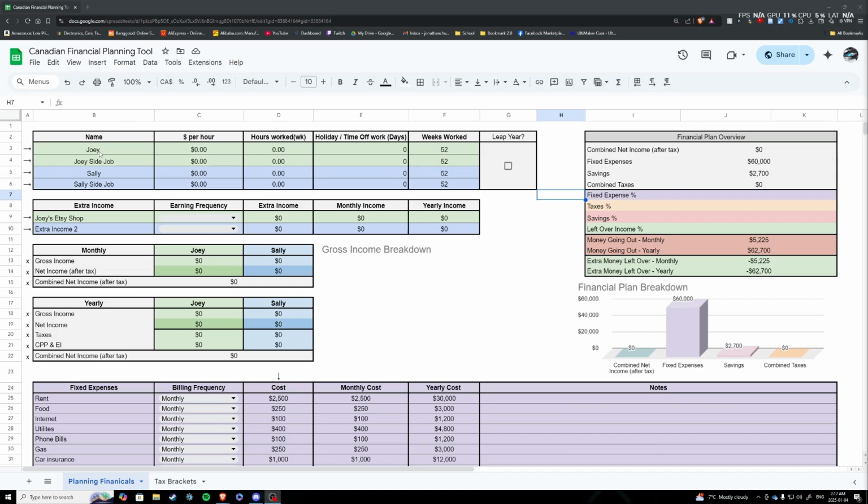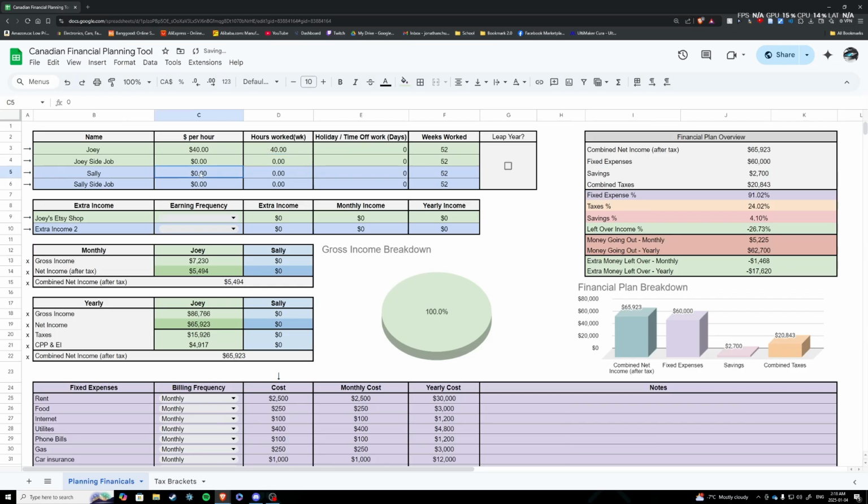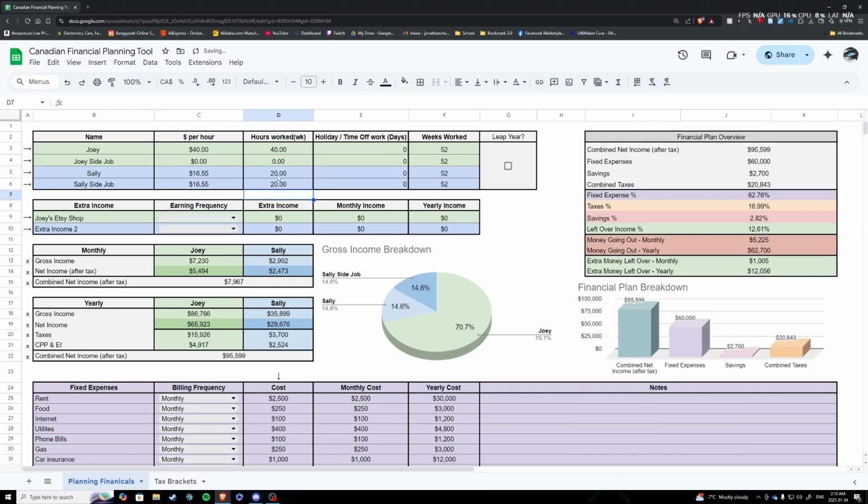Okay, first of all, names are important, so you can input your name right here. Each person can have both their main job and their side job, and the names chosen for this walkthrough guide are Joey and Sally. Joey is making $40 an hour, working 40 hours a week. Sally is working two minimum wage jobs, so 16.55, working 20 hours for both of those.